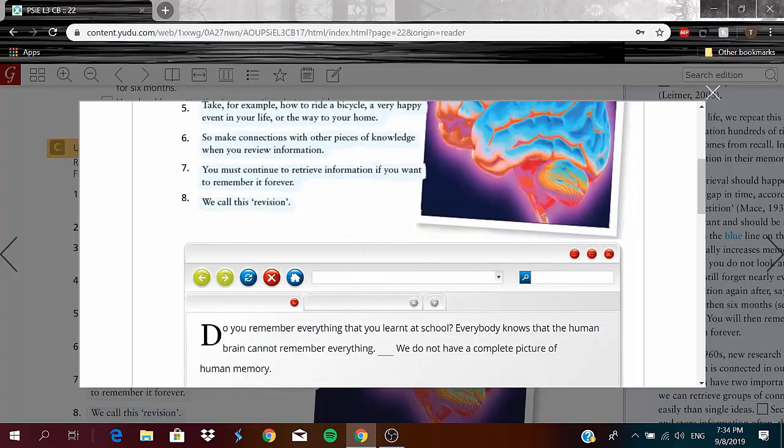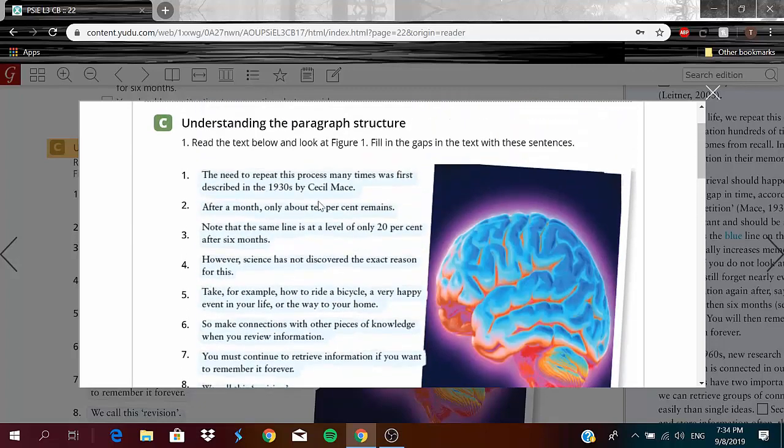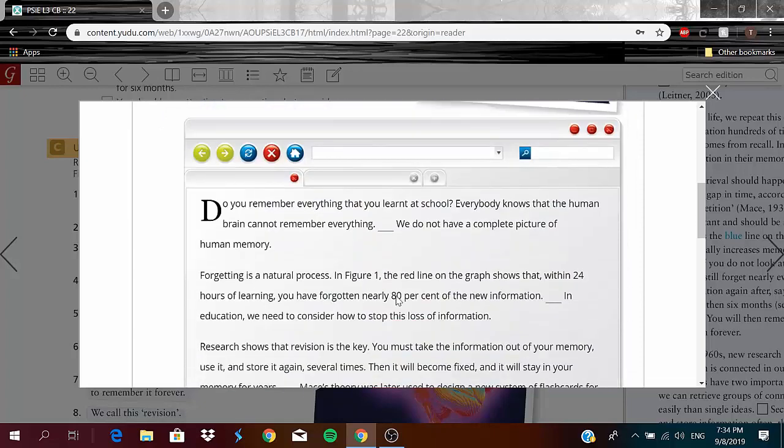Okay? So let's start. Do you remember everything that you learned at school? Everybody knows that the human brain cannot remember everything. And what do you guys think could go after that, right? Basically in a similar topic. We'll probably say 4. However, science has not discovered the exact reason for this. And then I'll keep going and say we do not have a complete picture of human memory. Okay? So number 1 will be 4.